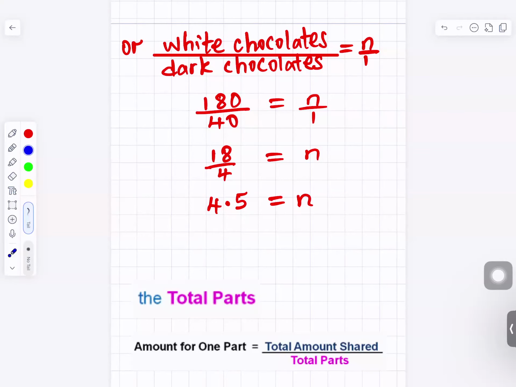Another way to look at it is white chocolates divided by dark chocolates. So n is 180 to 40, so you divide 180 by 40, and that gives you 4.5. We use this formula: the amount for one part is the total amount shared divided by total parts. That's the formula I use for sharing in ratios.